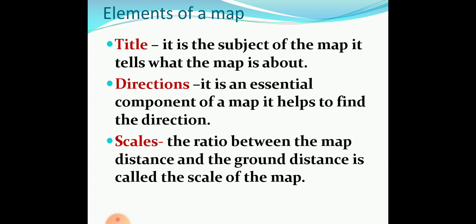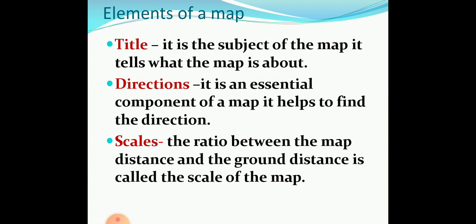Now the second one is called the directions. It is also a very important component of a map. It helps us to find the direction. In most maps you can see on the side a square where a compass will be shown, and there the directions will be written. So it also helps us to understand the map easily.